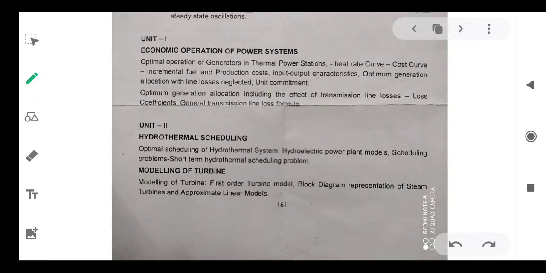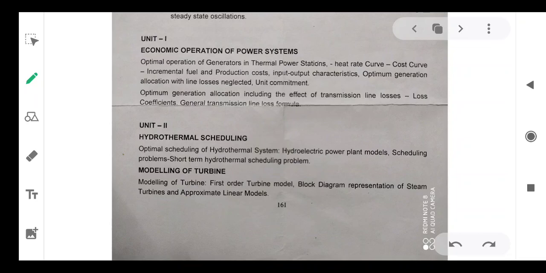So Unit 1, this is the entire syllabus. Unit 1 comprises economic operation of thermal power plants, in which we will understand cost curves, incremental cost curves, heat rate curves, and optimal operation of power systems without any transmission losses, and optimal operation of power plants or economic operation of power plants including transmission line losses, and line loss formula, loss coefficients, and general expression for transmission line losses, the B_MN coefficients, B coefficients. That is Unit 1.